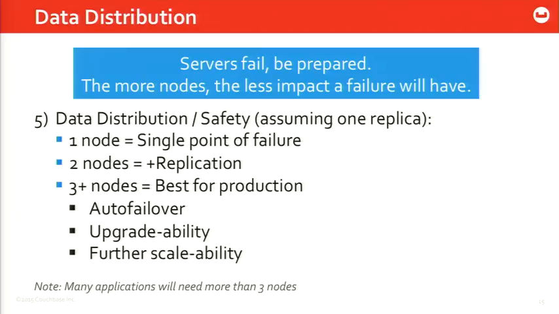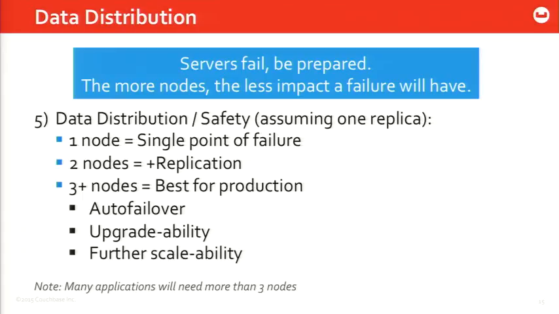The last factor we're going to cover before moving into some other stuff is this idea of data distribution and data safety. Servers are going to fail, right? You need to be prepared for that. And one school of thought might say, I have one node. If I create a second one and replicate it, that should be good enough, right? We actually recommend at least having 3 nodes for any sort of production environment.